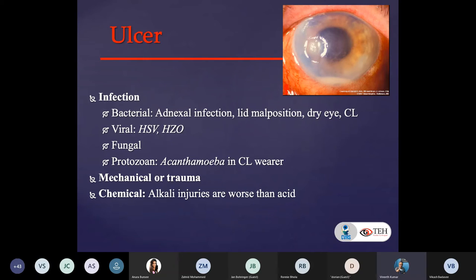Mechanical and traumatic injuries I've spoken about. Chemical injuries: alkali injuries are worse than acid. Again, these are best managed in the hospital simply because they need to be washed thoroughly. But if they present to your practice, get their eyes washed thoroughly with water and seek an urgent opinion from one of the medical doctors, ophthalmology doctors, either in primary care, if not one of us, so that we can have a look at them and then refer them appropriately.